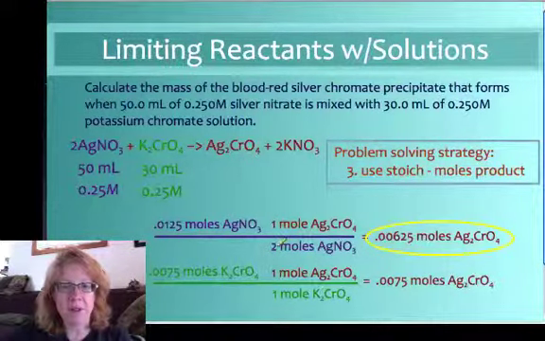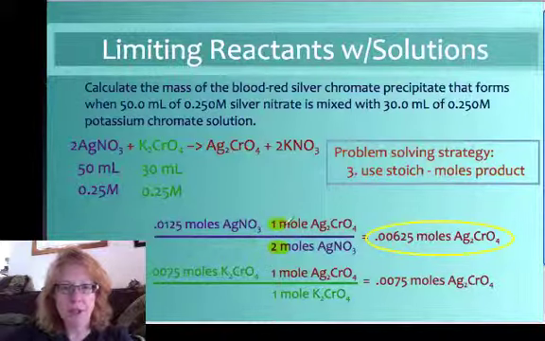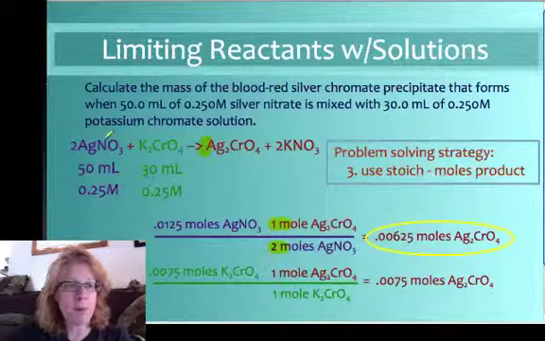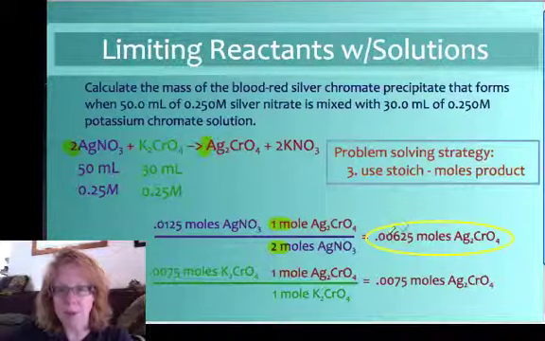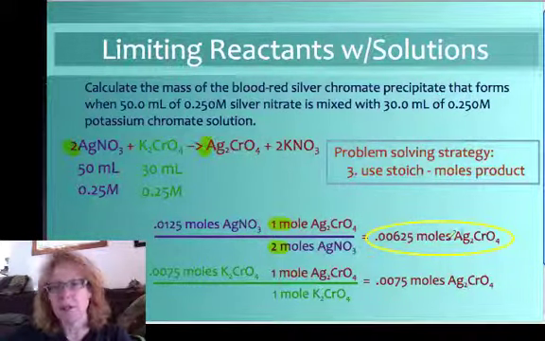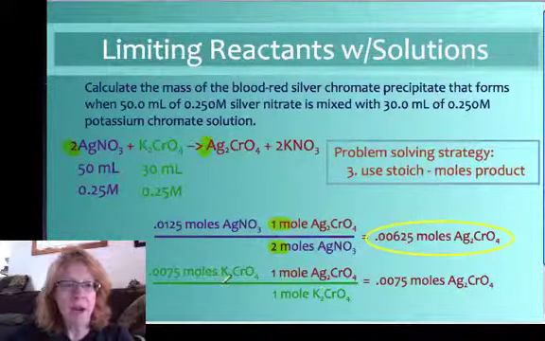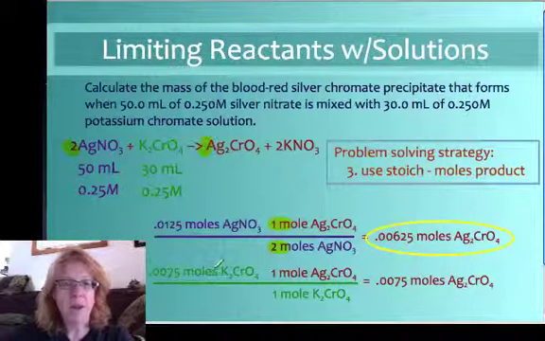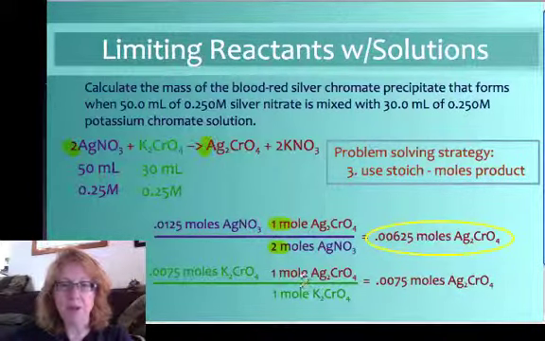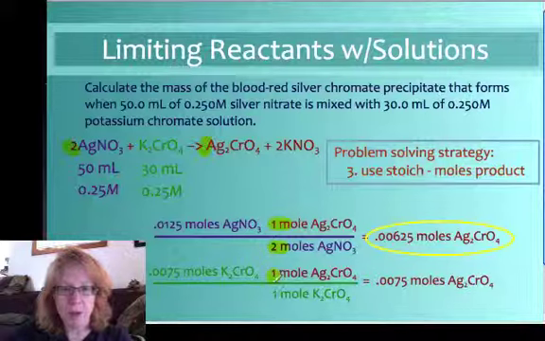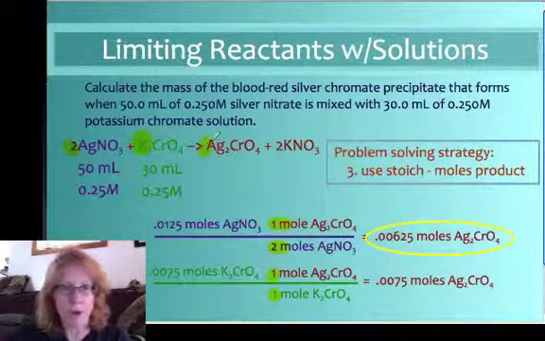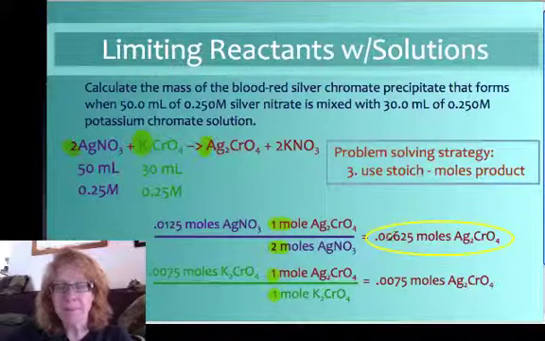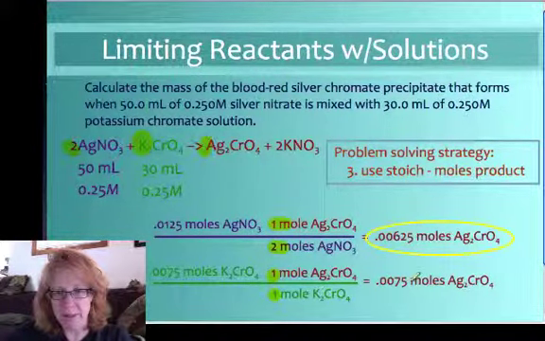We know that silver nitrate is in a 2-to-1 ratio because those are our coefficients from our balanced chemical equation. We've got a 2 and a 1 there. And we end up with 0.00625 moles of silver chromate that's produced. Our second little wonder fraction, we're going from potassium chromate to silver chromate, and these are in a 1-to-1 ratio, because again our balanced equation says that. So there we have it. We end up with 0.0075.